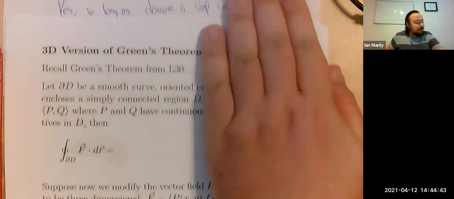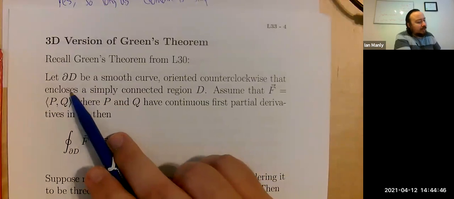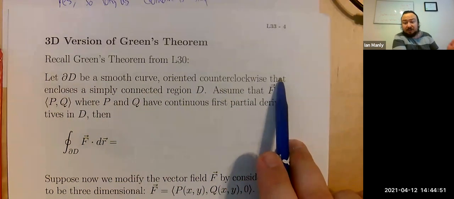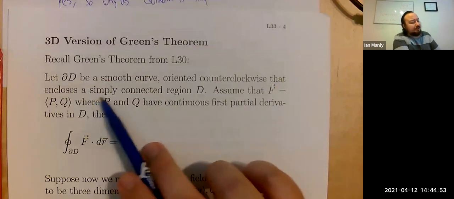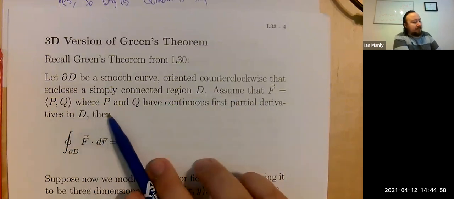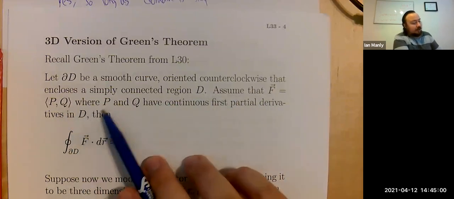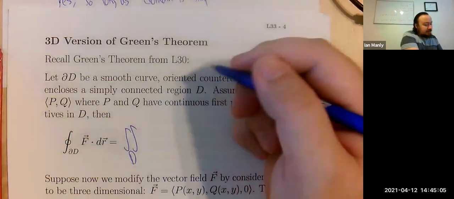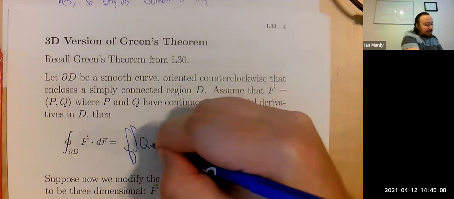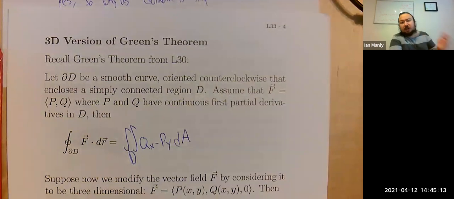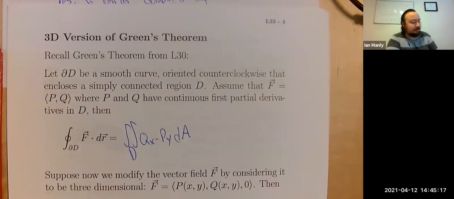All right, recall Green's theorem. We have the boundary of some domain being a smooth curve oriented counterclockwise, or positively, and it encloses a simply connected, we have to have that, region D. Assuming that f is just P and Q, so this is only in the xy plane, and P and Q have continuous first partial derivatives, then this is going to be the double integral over D of Qx minus Py dA. And we saw, I think it was in lesson 30, what we were able to do with that.